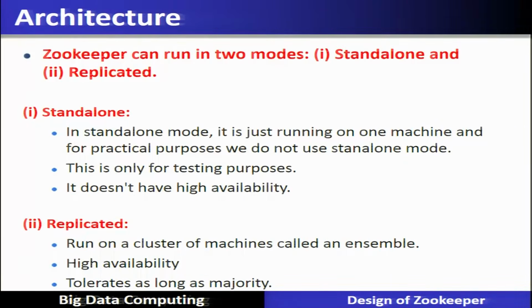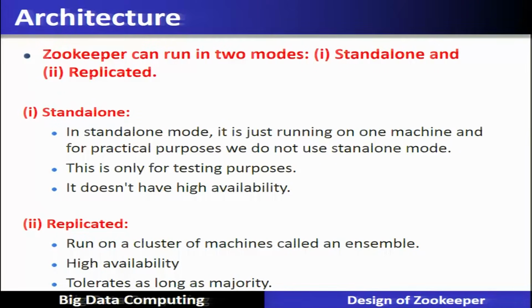So, the architecture of Zookeeper: we can see here that Zookeeper can run in two modes. One is standalone, the other is called replicated mode. In standalone mode, it is just running on one machine, and for practical purposes we do not use this mode. This is only for testing purposes and does not have high availability, because it is running on only one machine, and if it fails, the entire operation will stop functioning. Therefore, it is only meant for testing purposes.